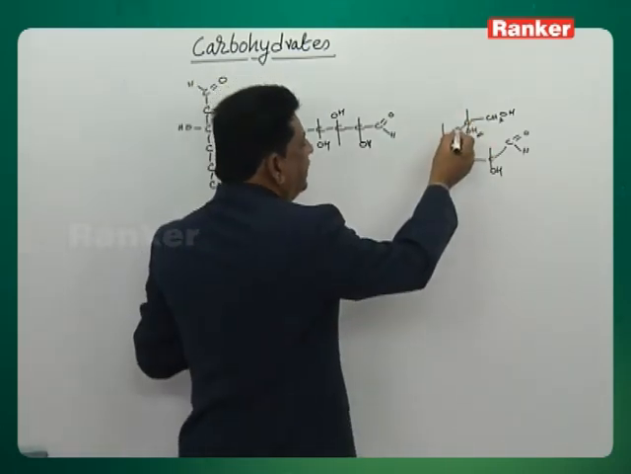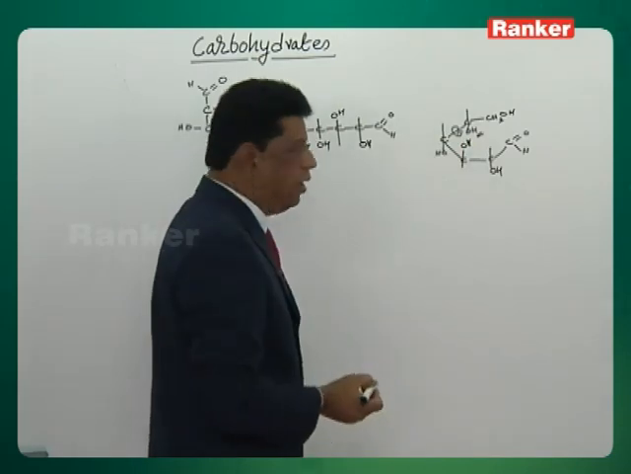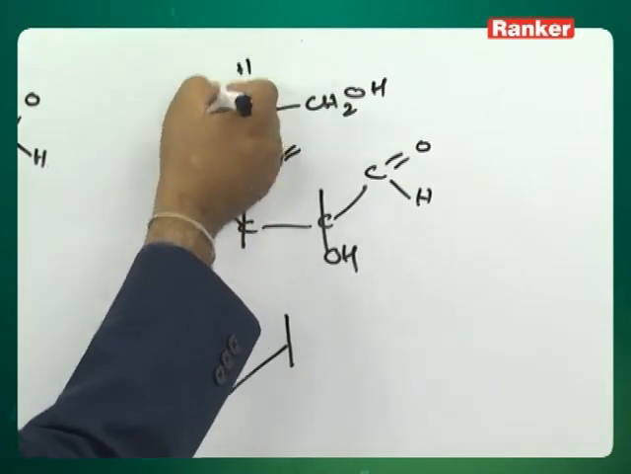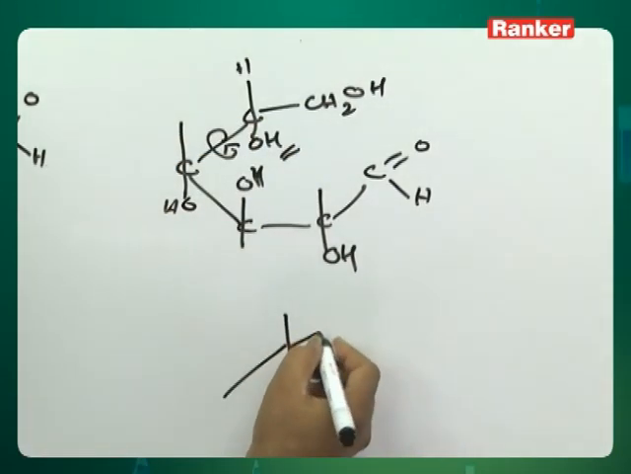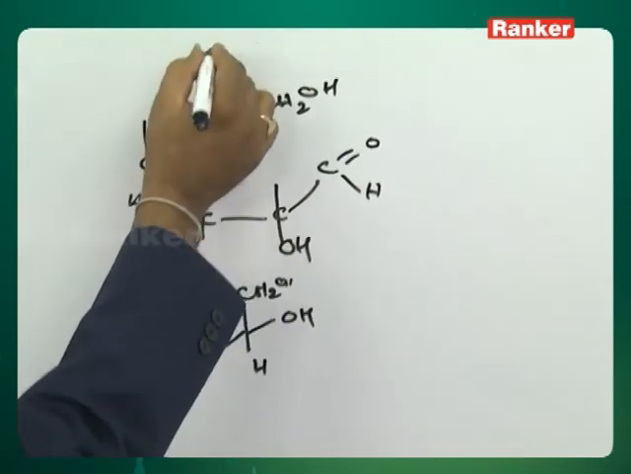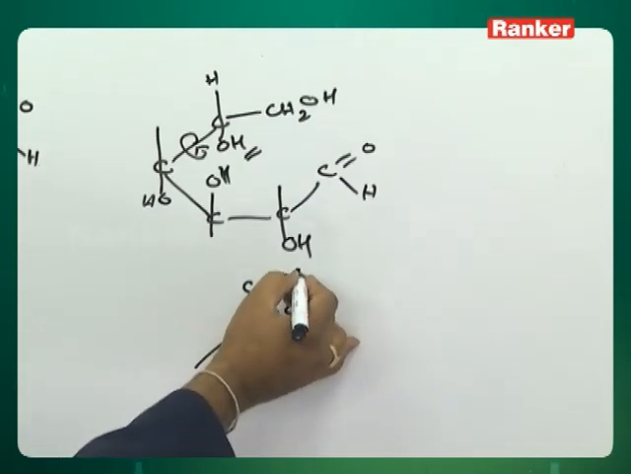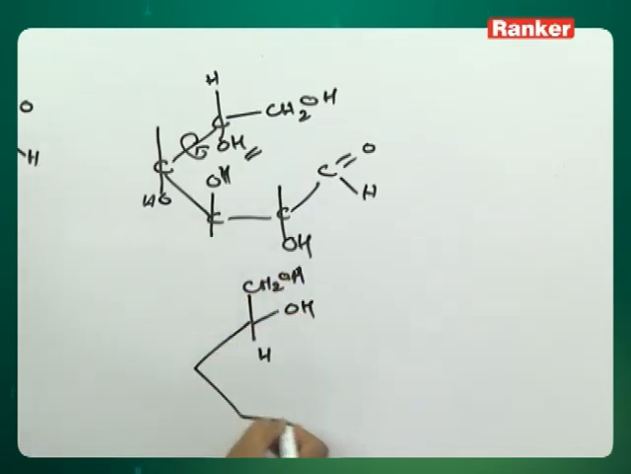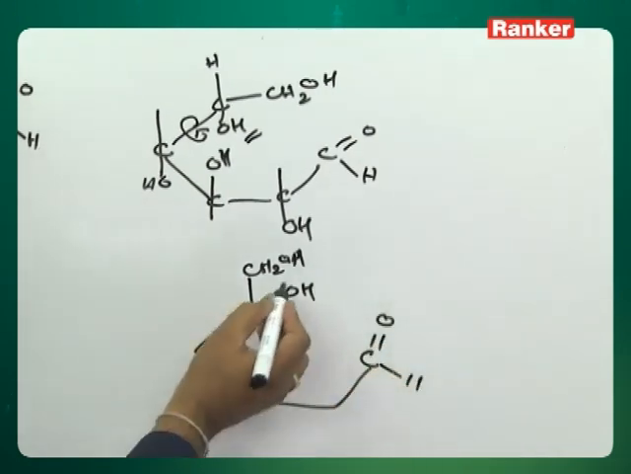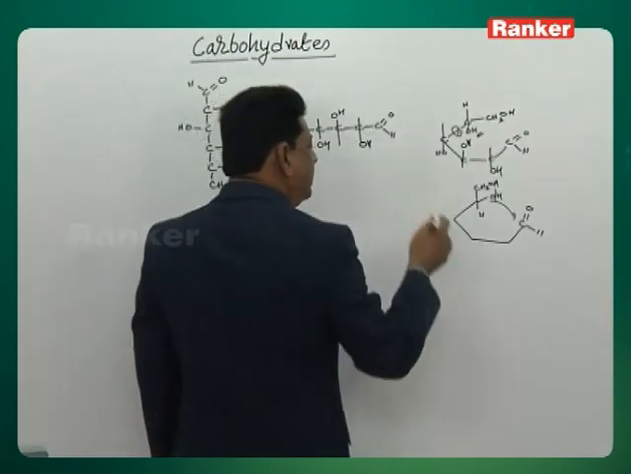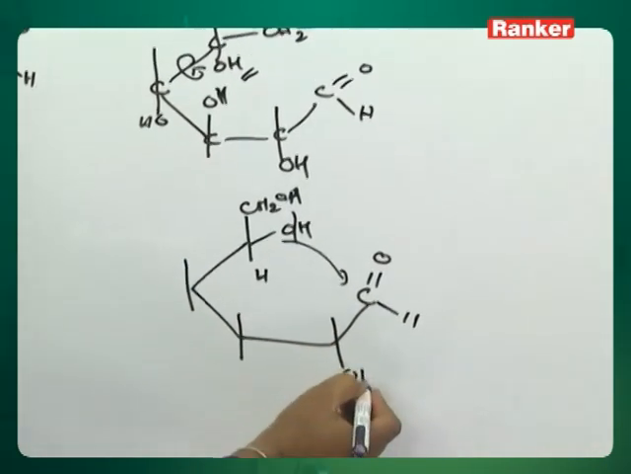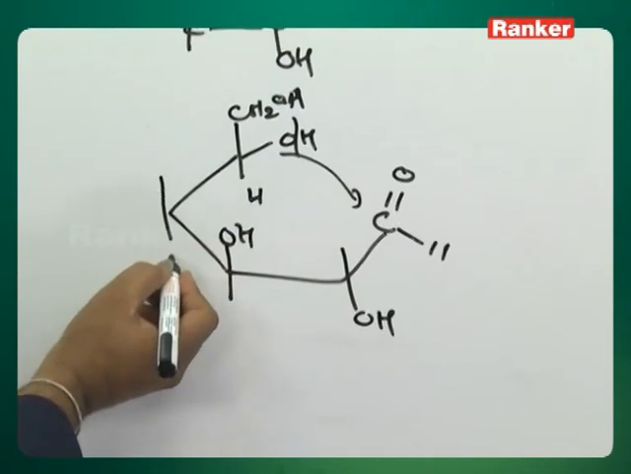Therefore, to get the cyclic form, you rotate this C-C bond. The hydrogen will come down here, the OH will go here, and the CH2OH will go up. All these three exchange, right? So CH2OH goes to the top. Now this OH reacts with the aldehyde group. It is trigonal planar, so the addition can be from this side or from that side, leading to two different conformers.